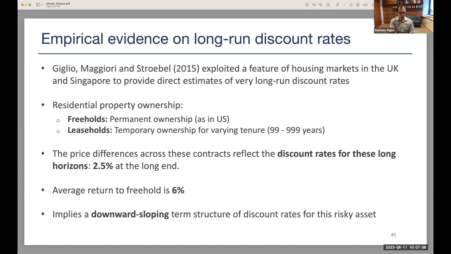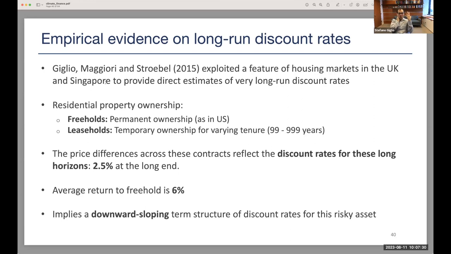This is an old paper that I worked on with Matteo and Johannes many years ago. At the time, we actually had in mind, as one of the uses of this transaction, the climate problem. We didn't make the link in that paper, we made the link in the follow-up paper. So the idea is very simple. How do we get information about the structure of these discount rates in the housing market?